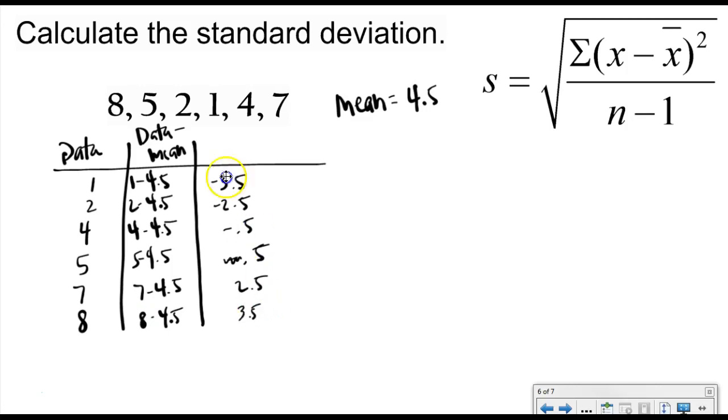Okay, so then my second step, I took the X, my data, minus my mean. That's what I just did, and I put it in this third column. Then I have to square it. So now I'm going to square each of these numbers. So negative 3.5 squared, I get 12.25. When you're dealing with a negative, make sure that you use parentheses here.